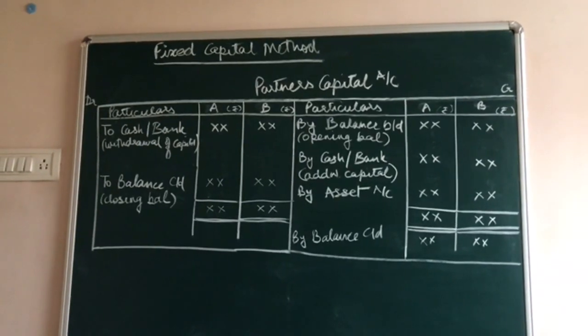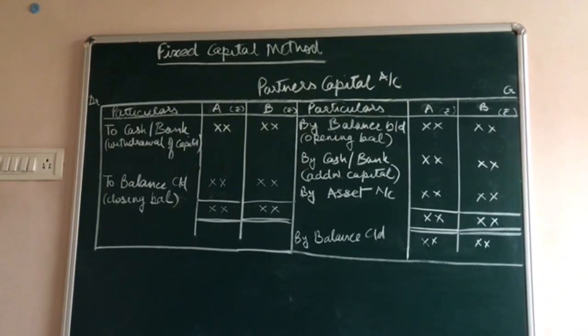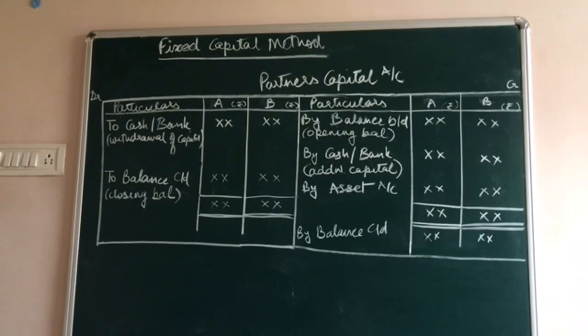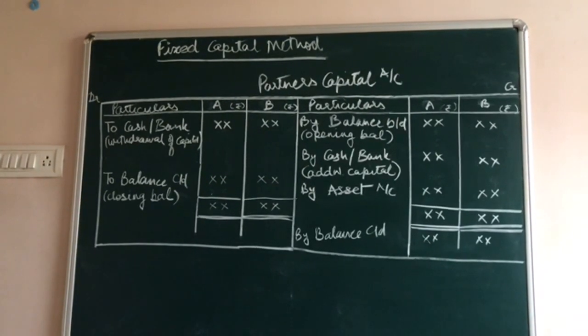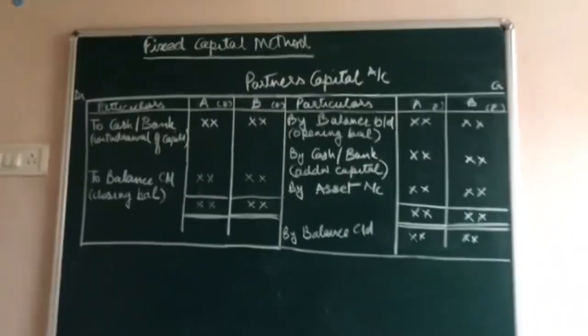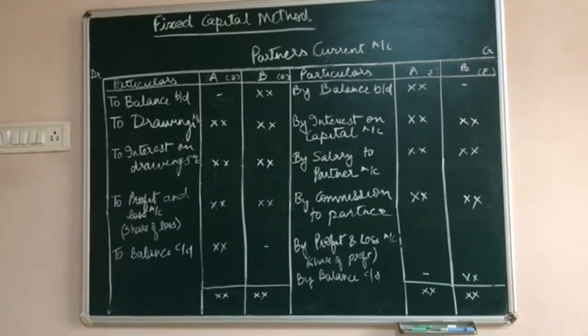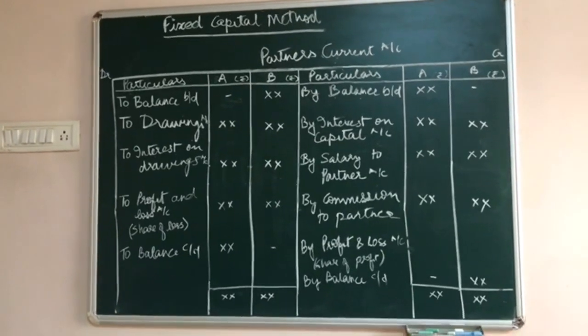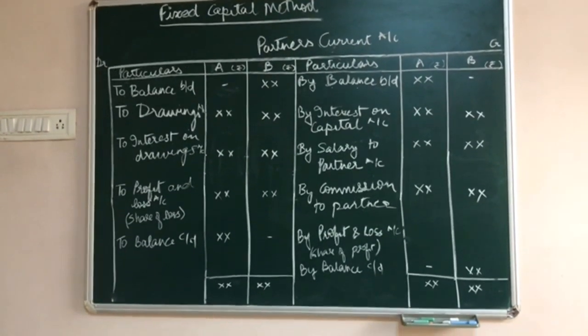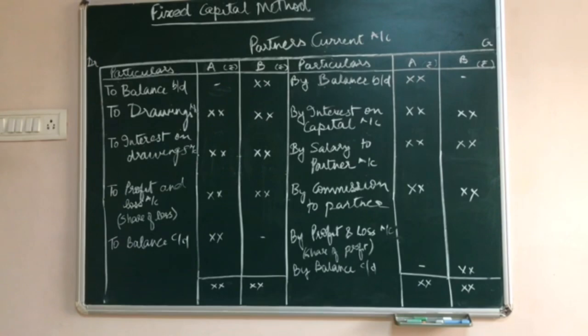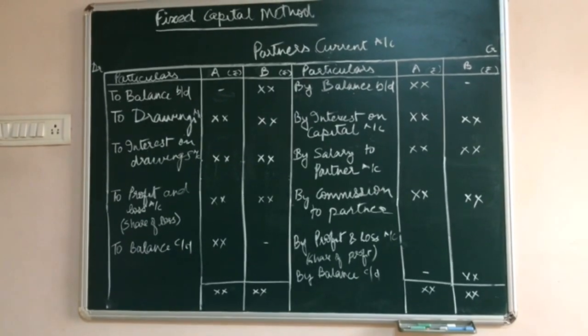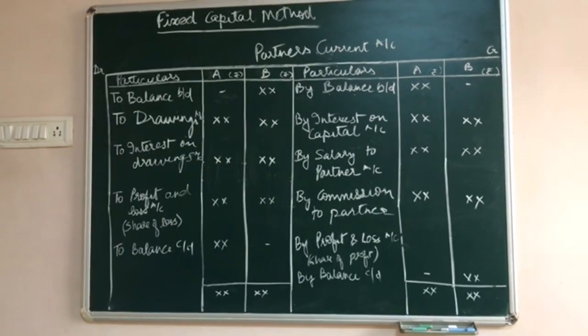So partner's capital account will be shown straight in the balance sheet, and partner's current account will be shown separately in the balance sheet. As you can see, this is the partner's current account under the fixed capital method. Now see, all the entries such as interest on capital, salary to partners, commission to partner, all this is not written in the capital account but in the current account.